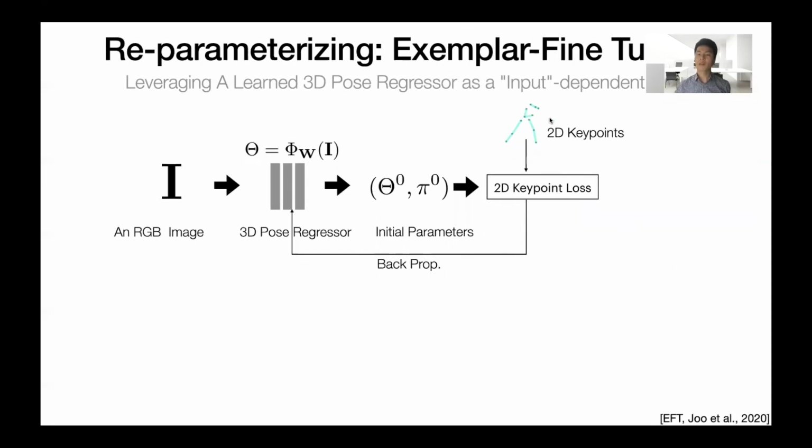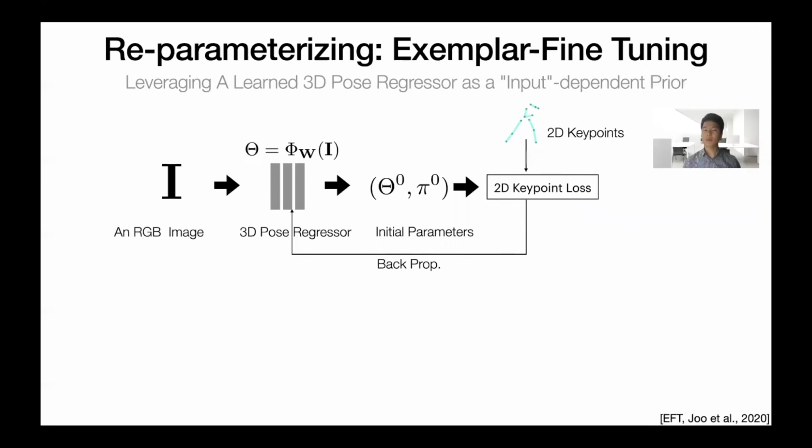So in our very recent paper, named exemplar fine-tuning, we have a somewhat different way to parameterize this optimization framework. Instead of using prior-term-based optimization, we just retrain, we just fine-tune this network given these 2D key points.